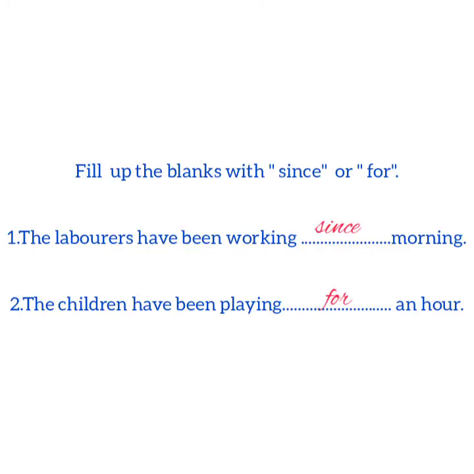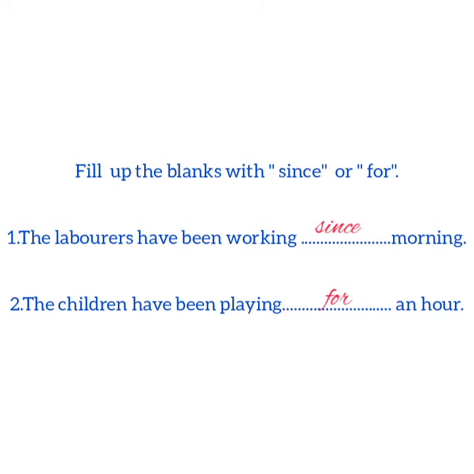The next exercise is fill up the blanks with since or for. Number 1. The laborers have been working dash morning. In this sentence, the time is given as a specific time, that is morning, so we can use the word since. So the sentence will be the laborers have been working since morning.